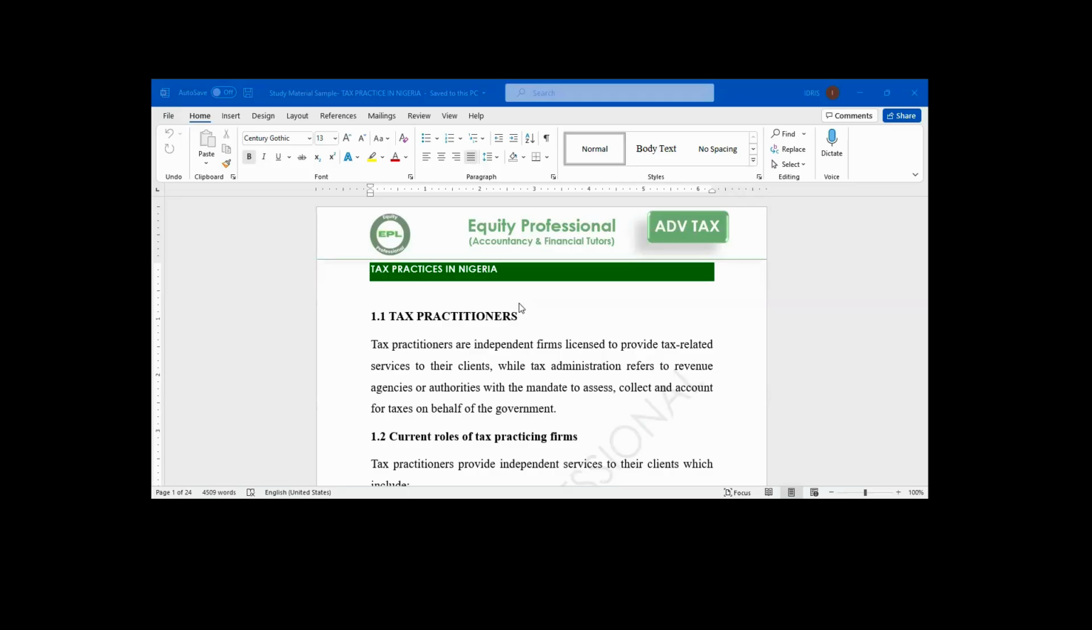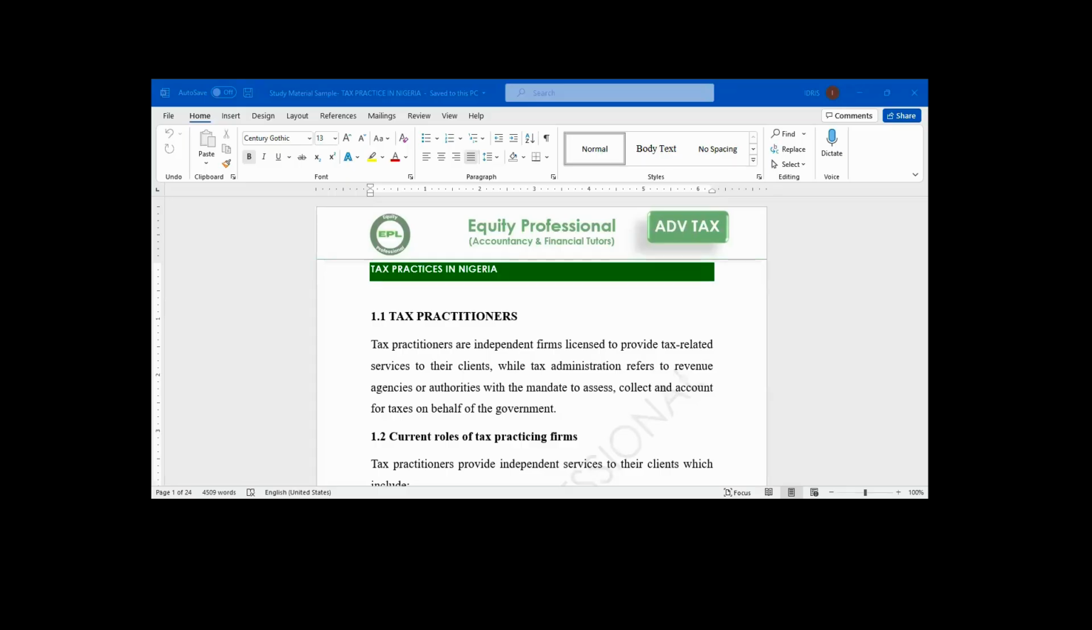So when we talk about tax practice in Nigeria, we are looking at what is the role of the tax practitioner, that means the tax consultant. Also, what is the role of tax administrators? And what is the impact of information technology on tax practice in Nigeria? So that is what this topic is centered on.